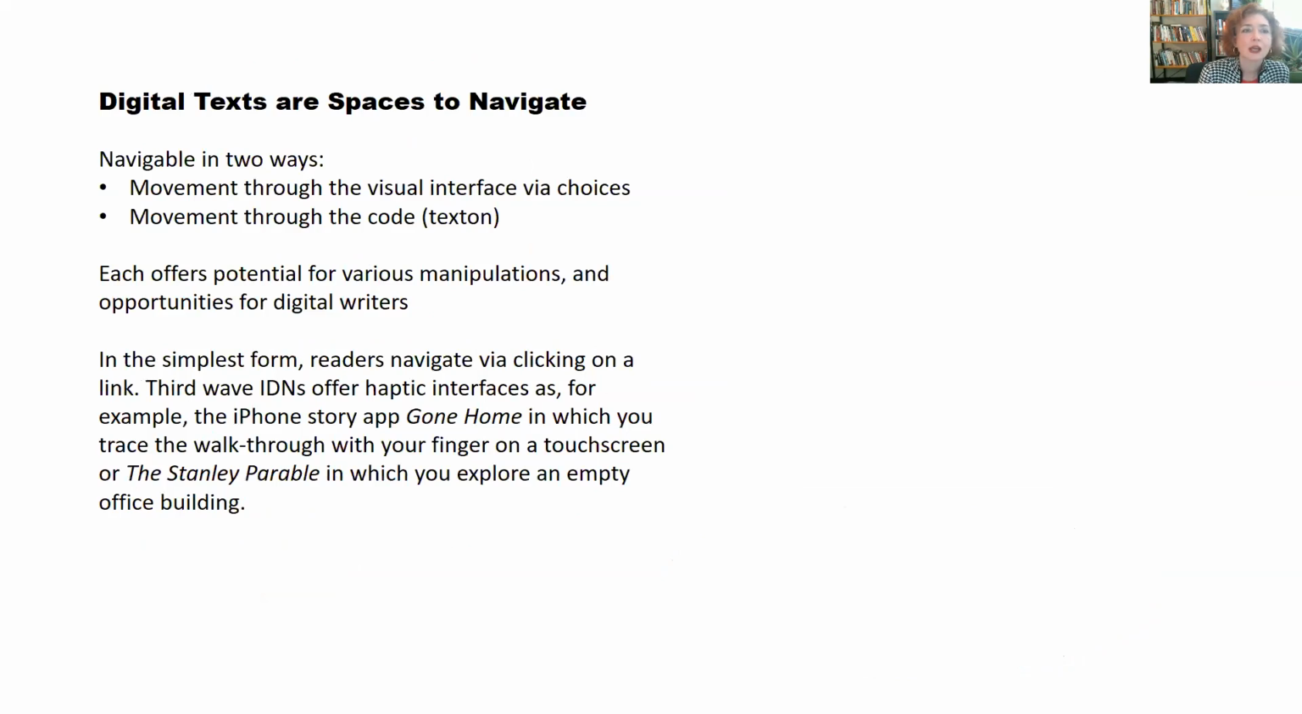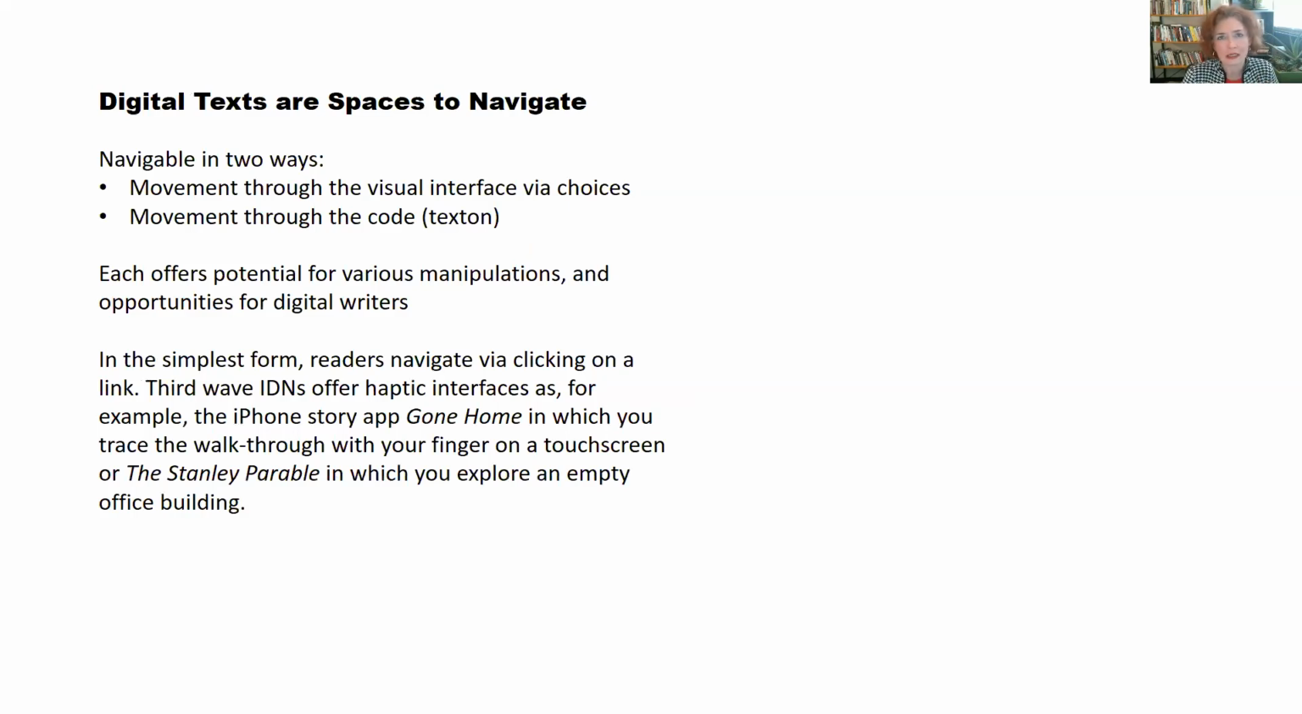What have I got next? Digital texts are spaces to navigate. So again, I think this is overlapping with some of the other points we've mentioned, but we do navigate in 2 different ways. The way that we're most interested in this class is really navigating through the visual interface. We're interested in navigating through the story itself.